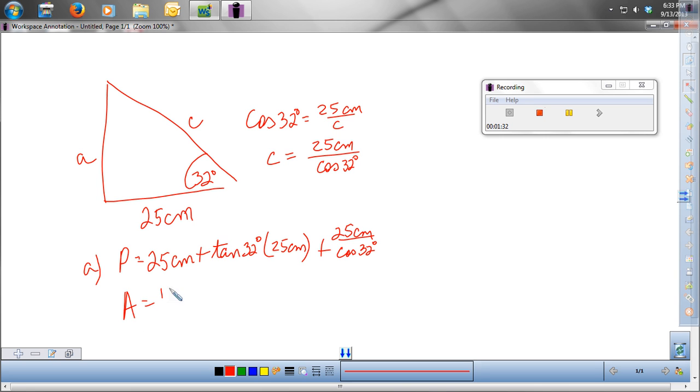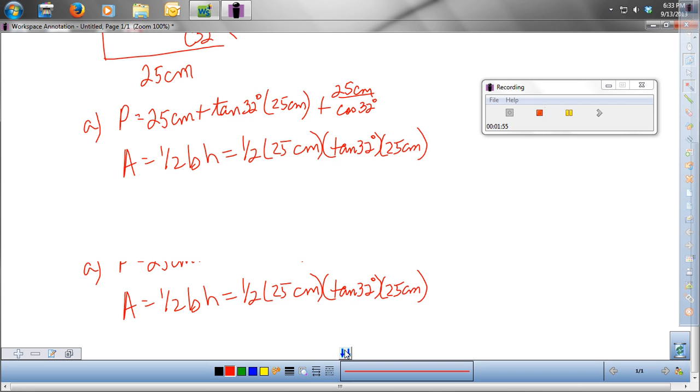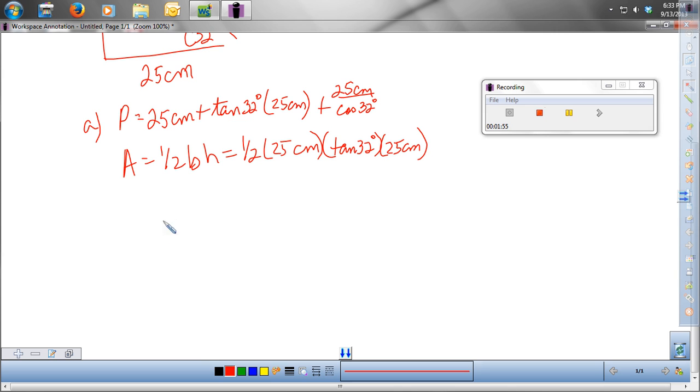The area is going to be half base height, so that's 1/2. Base is 25. Height is letter A, and we said that A was tan 32 times 25. And they can leave it like that, or you can have them refine it even more. Your call. Okay, then triangle for part B on 17.